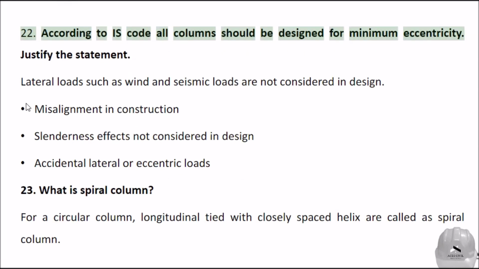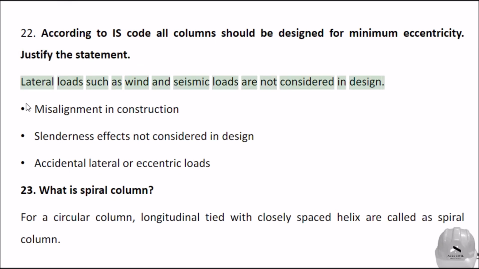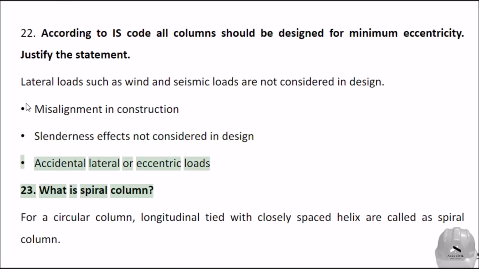According to the IS code, all columns should be designed for minimum eccentricity. Justify the statement. Lateral loads such as wind and seismic loads are not considered in design. Misalignment in construction. Slenderness effects not considered in design. Accidental lateral or eccentric loads.